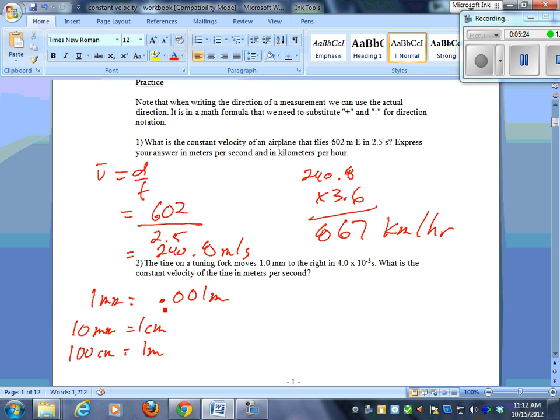So now I'm going to write v bar equals d over t. And now I'm going to write 0.001 all over 4 times 10 to the minus 3. And I get 0.25 meters per second. Then how many people went on to the next slide?